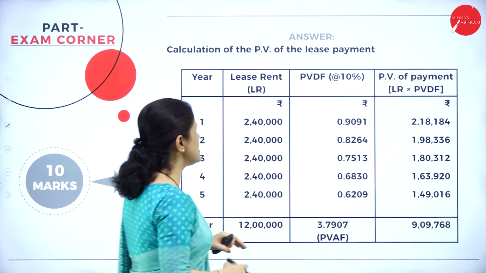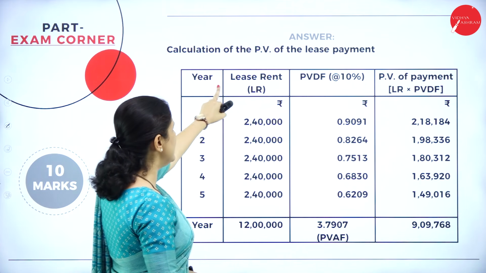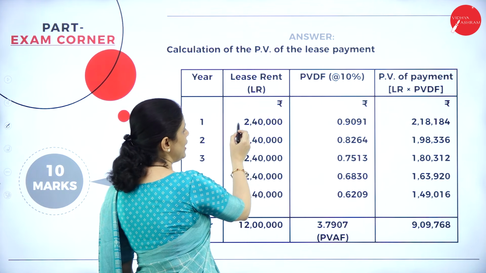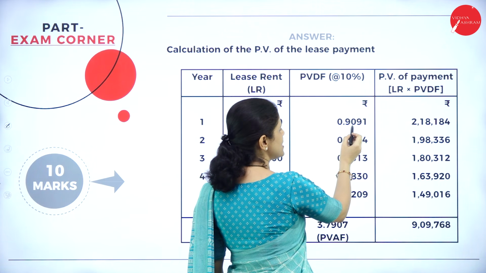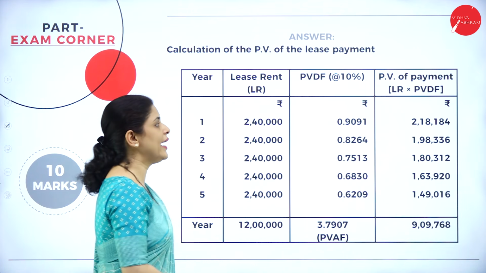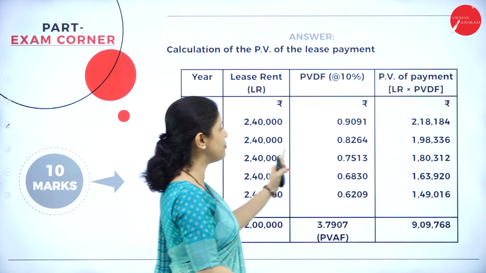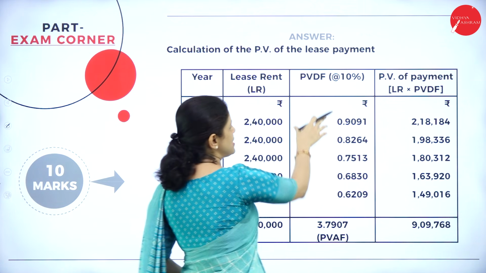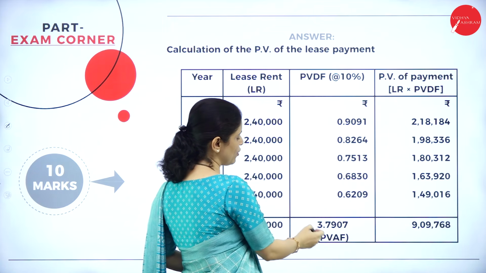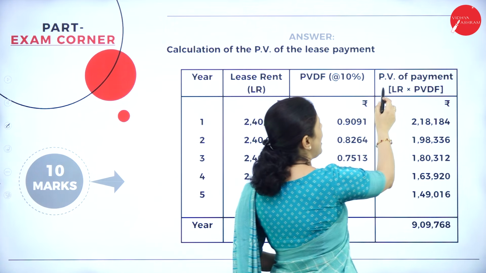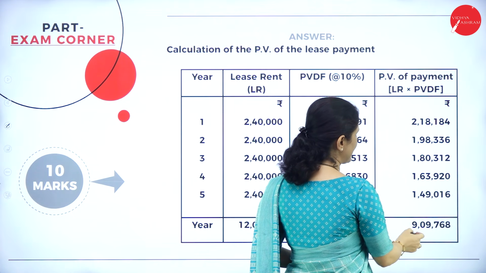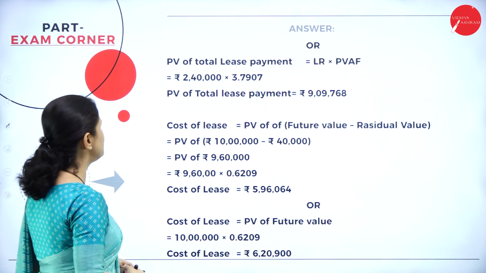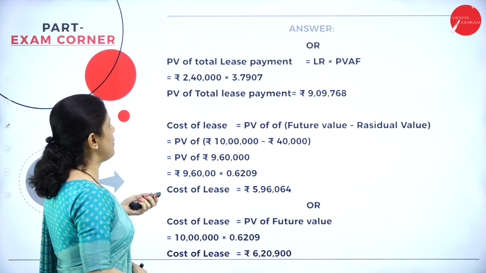And PV of payment, that is lease payment. How to calculate lease rent into present value discount factor? First we have to multiply 2,40,000 into 0.9091, then we will get 2,18,184. Like that we have to multiply everything and total it here. So lease rent total we have to do, present value discount factor total we have to do, the total of that is 3.7907, and also PV of payment, that is 9,09,768. After that we have to do the lease payment calculation.